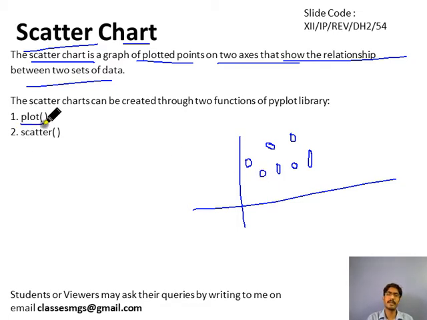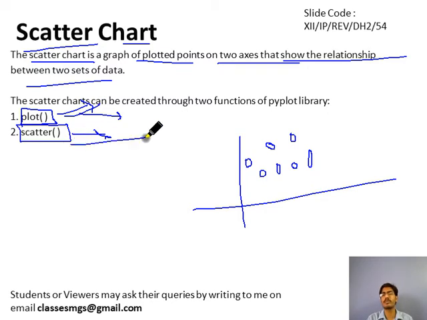This scatter graph can be drawn using two methods in Python, the plot method and the scatter method. The plot method is basically used to plot a line graph, but it has certain properties that, if we set them, we can use the same plot method to draw the scatter chart also. And there is a regular method to draw the scatter chart, the scatter method. We will see how to use those two methods in subsequent slides.